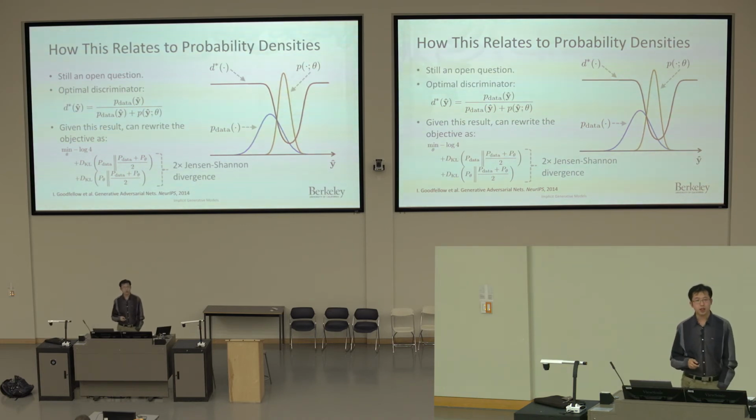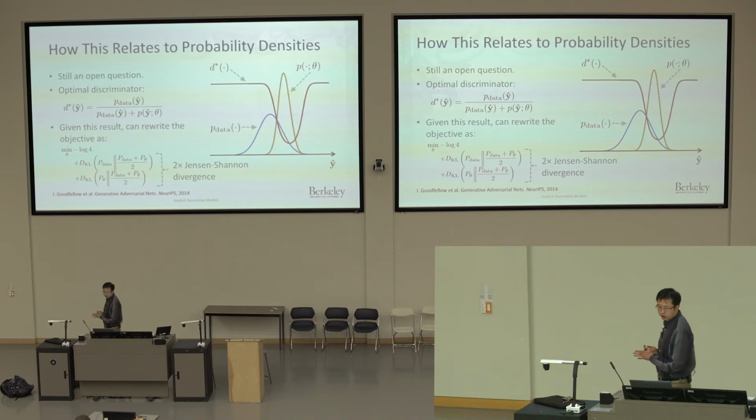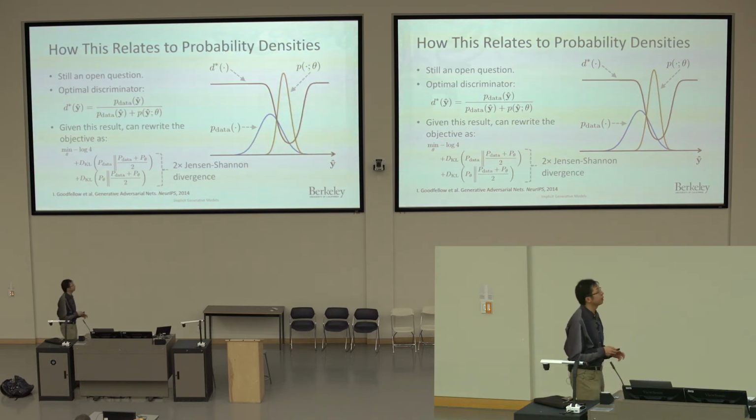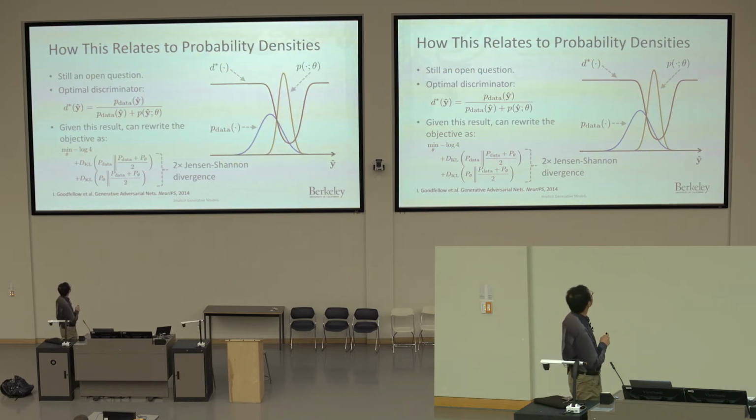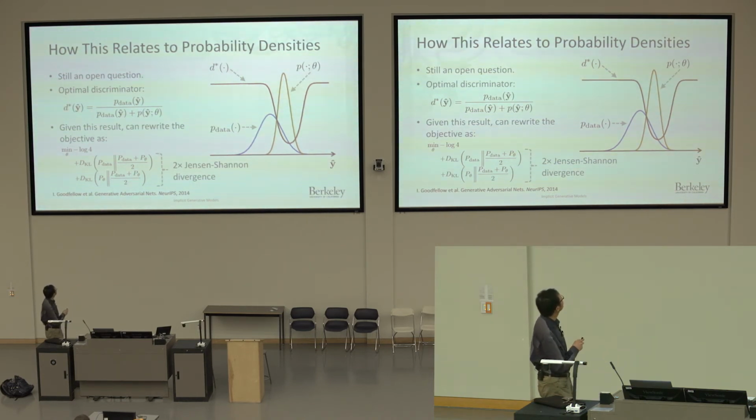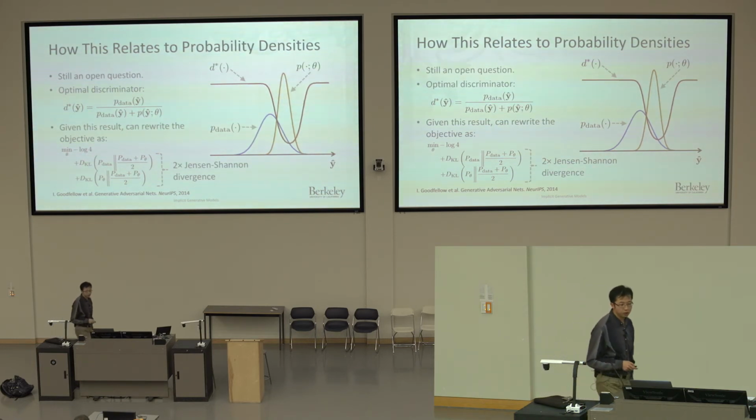Let's think about how this actually relates to probability densities. It is still somewhat of an open question, and I'm going to talk about why in a second. In the original GAN paper there's this optimal discriminator result, which says that if you look for the optimal discriminator, it looks like the following: the density of the true data distribution divided by the density of the true data distribution plus the density of your model. Given this result, we can rewrite the GAN objective as minimizing this objective.